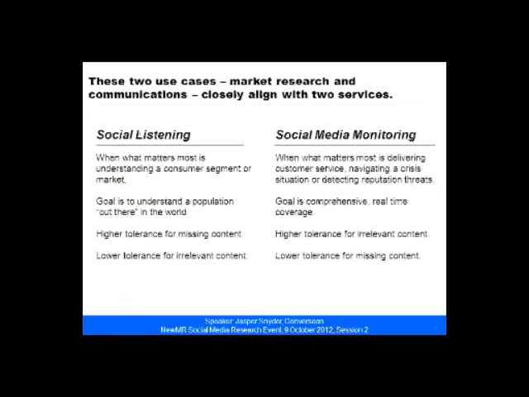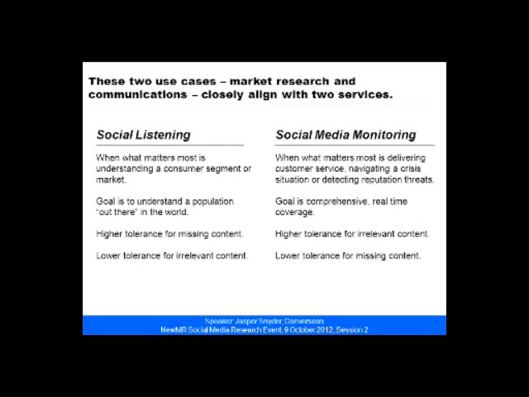So these two use cases, market research and the PR or comms side of things, closely align with two services, which I'm going to characterize here as social listening and social media monitoring. And they're kind of distinct in terms of their needs and requirements. So social listening, as we've gone through, the primary goal is to understand a consumer segment or market, and potentially extrapolating from that what a population out there in the world thinks.